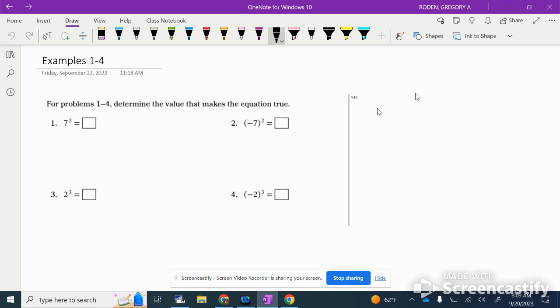I'm sorry, my first period is getting out their workbook and finding this one right here: Determine the value that makes the equation true. It's page 233. So if you could get on page 233, I'll let my first period get on page 233 right now. Okay? Are you on page 233?